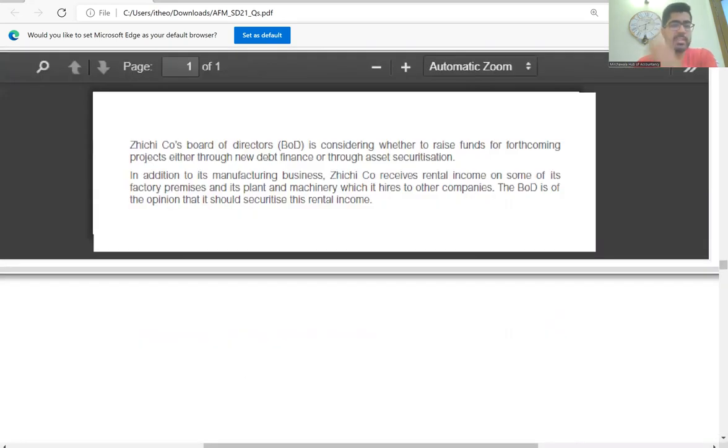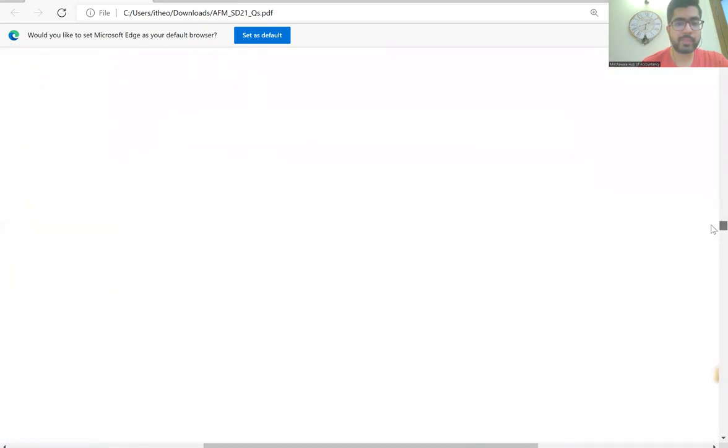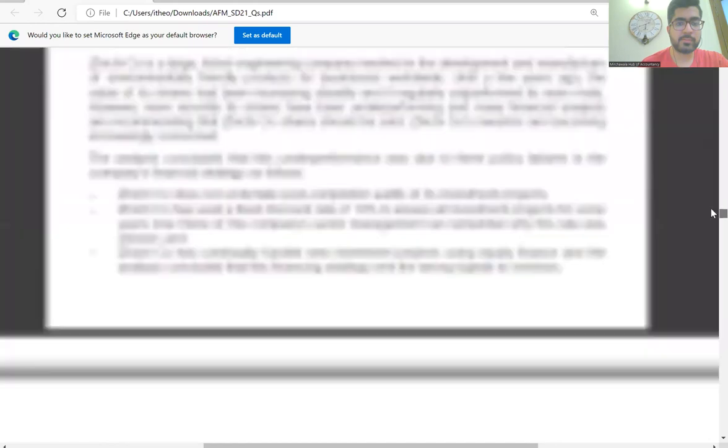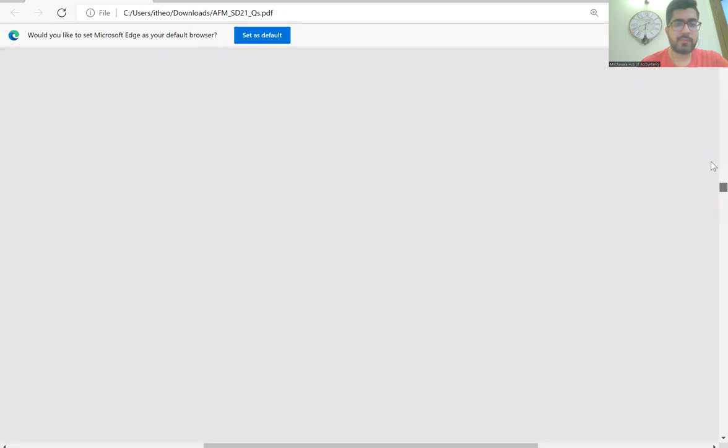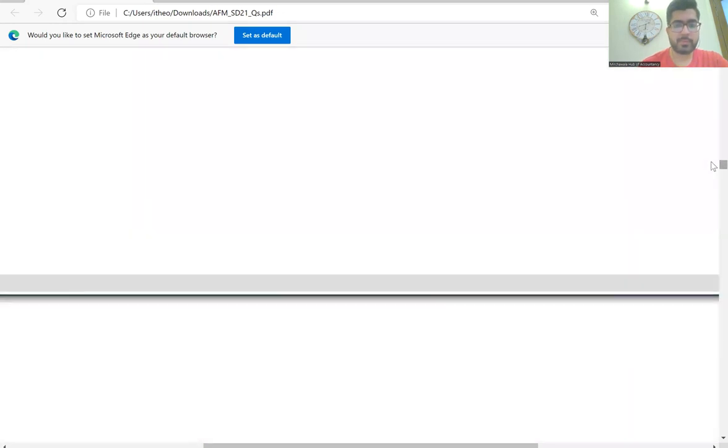Exhibit 5. ZHICHI's board is considering whether to raise funds either through new debt finance or securitization. In addition, ZHICHI receives rental income from some of its factory premises, which it hires to other companies. The board is of the opinion it should securitize this rental income. Okay. These are all the exhibits done. After all these exhibits, if you remember, there were 5 requirements.